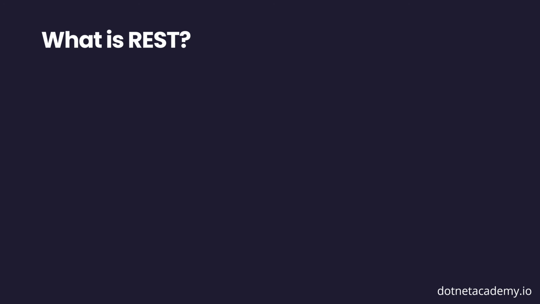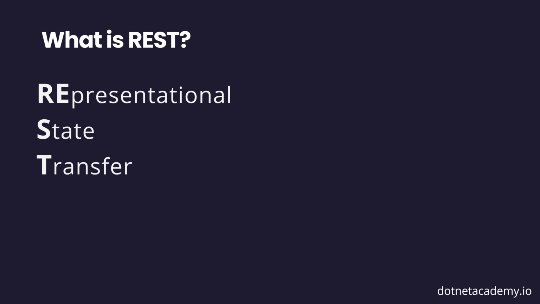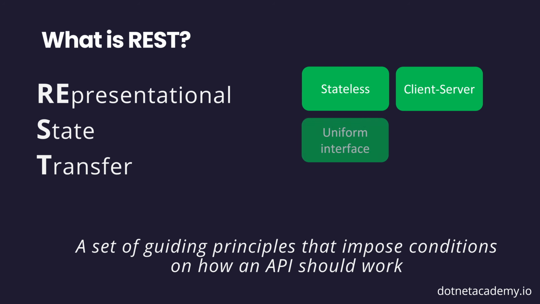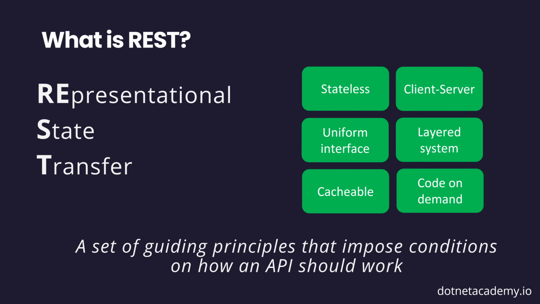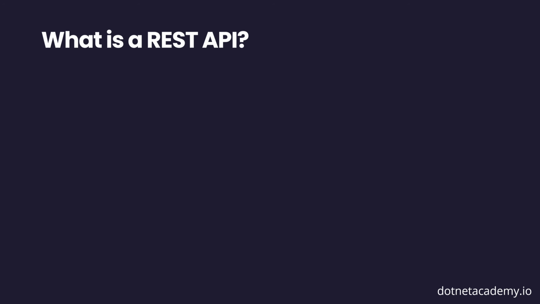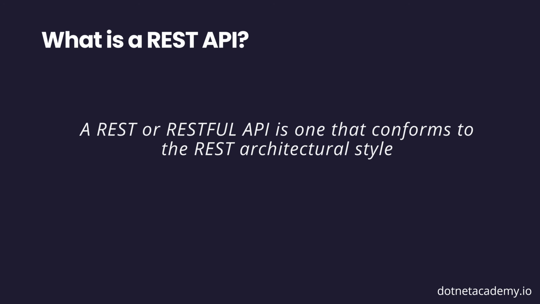REST stands for Representational State Transfer, and it defines a set of guiding principles that impose conditions on how an API should work. We won't dive into each of these principles in this course, but the important thing to know is that thanks to them, you can build APIs that are scalable, flexible, and independent of the technology being used on the client and the server. So going back to the original question, a REST or RESTful API is one that conforms to the REST architectural style.